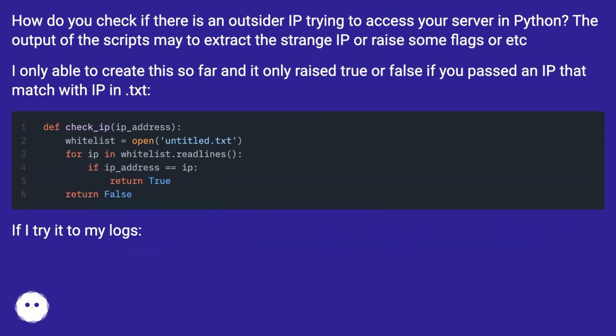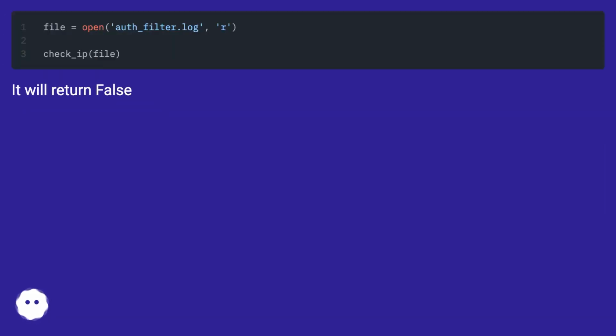I was only able to create this so far and it only returns true or false if you pass an IP that matches an IP in the .txt. If I try it on my logs, it will return false.